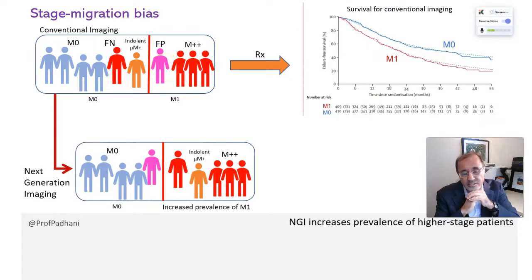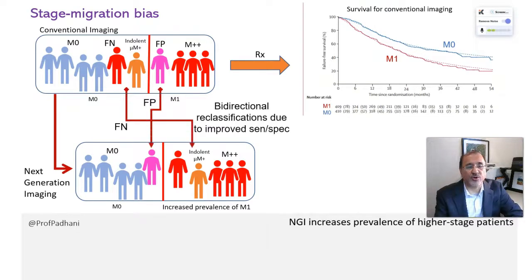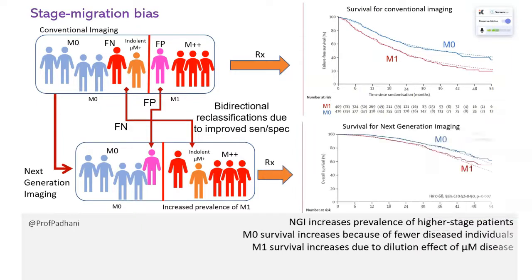Now, if you use the next generation imaging technologies, bidirectional changes take place because false negatives, these two folks here, will move here because of increased detection sensitivity, whereas this false positive patient here will move in the other direction because of higher specificity. So in other words, the next generation imaging technology will increase the prevalence of higher stage patients. Now, it turns out that both of these groups will survive better.